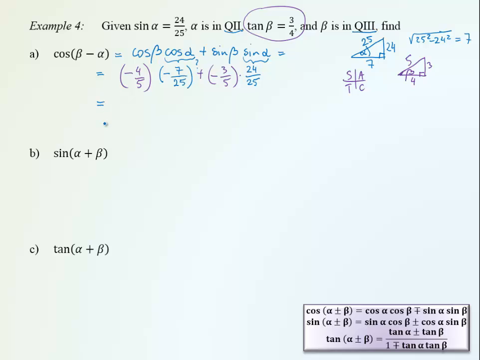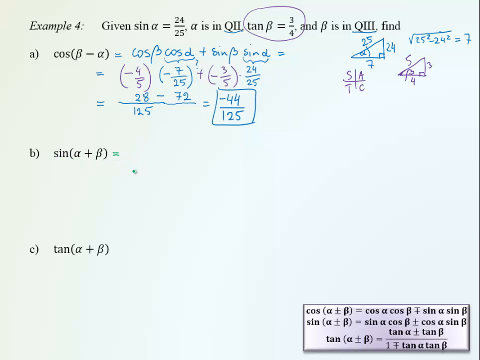Good, let's put this together. That will be positive. The denominator is 125. Multiply numerators, it's 28. And then since this denominator is the same, we can write everything under one division bar. It will be minus 3 times 24, which turns out to be 72. So altogether we have negative 44 over 125. Final answer.